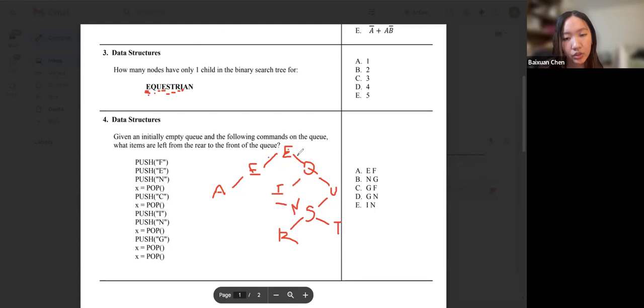So then to count how many have 1 child, we can just look. This one doesn't because it has 2 branches. This one does. This one has 1 child. And this one has 1 child. Then everything else has either 2 or 0. The answer will be 3. Are there any questions about this? No? Okay.